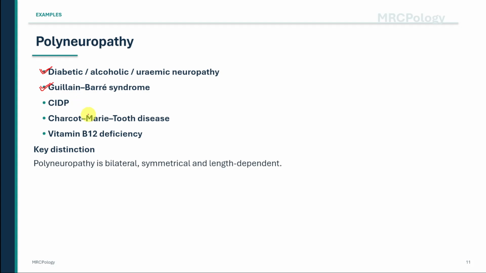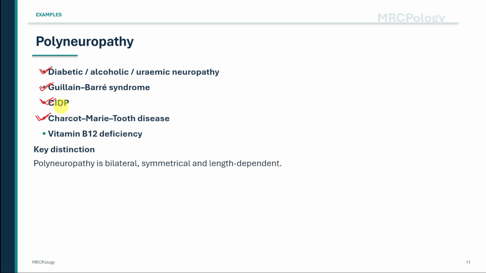Chronic inflammatory demyelinating polyneuropathy, or CIDP, causes a more chronic or relapsing symmetrical neuropathy, often with both proximal and distal weakness, sensory impairment, and reduced reflexes. Charcot-Marie-Tooth disease is an inherited neuropathy. Look for long-standing distal wasting, pes cavus, hammer toes, reduced ankle reflexes, and a family history.